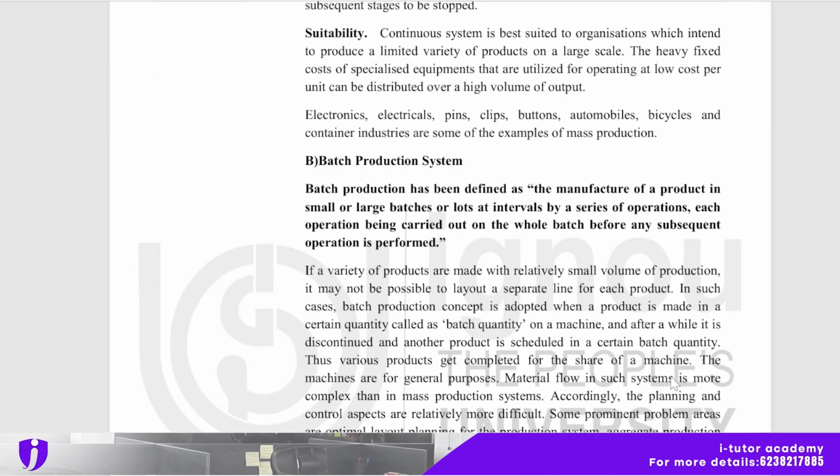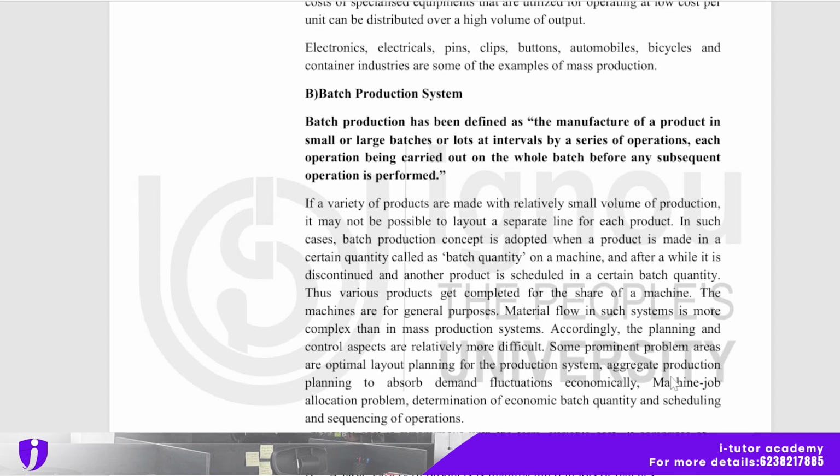Suitability: the continuous system is best suited to organizations which intend to produce a limited variety of products on a large scale. The heavy fixed cost of specialized equipment utilized for operating at low cost per unit can be distributed over a high volume of output. Electronics, electricals, pins, clips, buttons, automobiles, bicycles, and container industries are some examples of mass production.